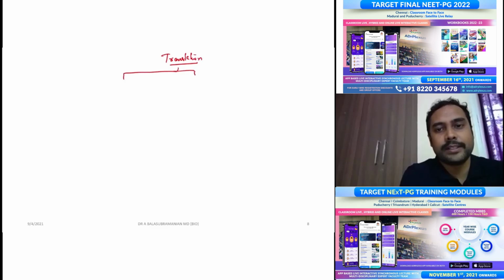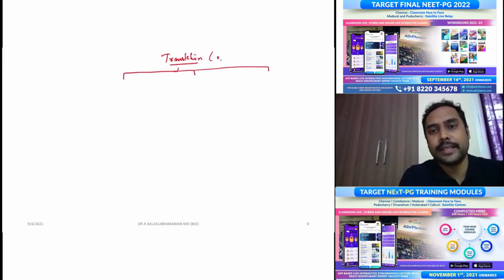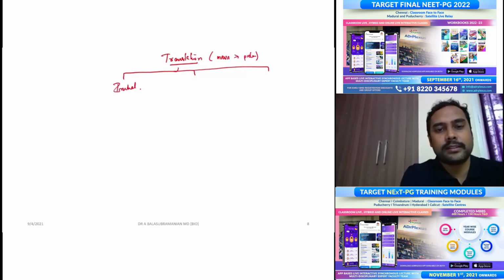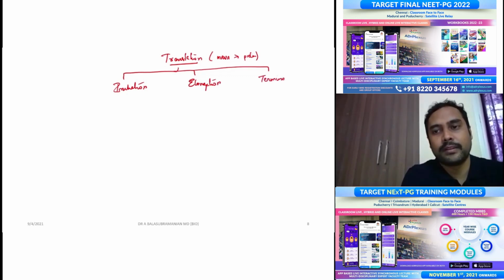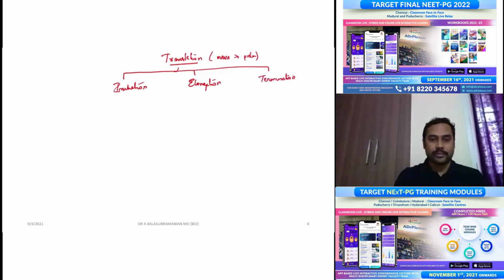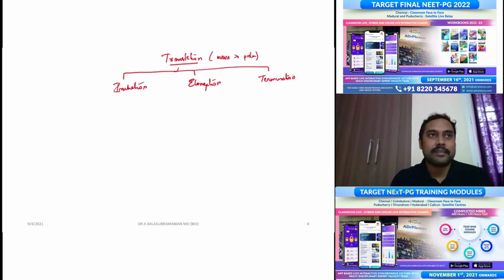Okay, so translation is a process which I told you is divided into 3. It converts the mRNA into protein, that you all know. Now, the subdivisions are initiation, elongation, and termination. Now again, it's a huge topic. When I teach translation, I'll take more than 45 minutes to teach it.